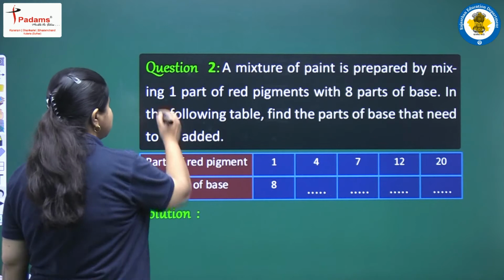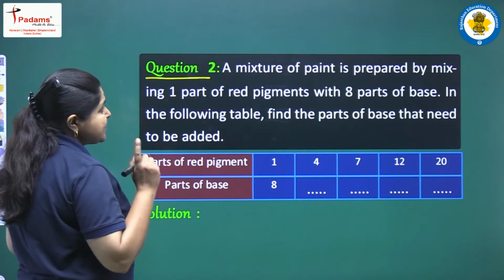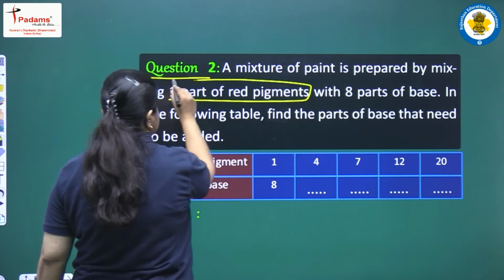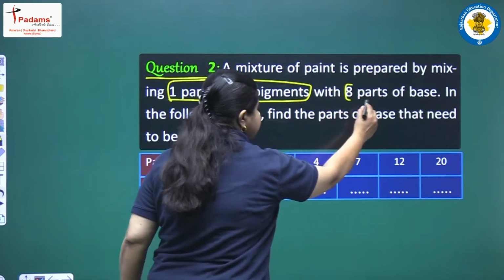Next we take here question 2. A mixture of paint is prepared by mixing 1 part of red pigment with 8 parts of base.